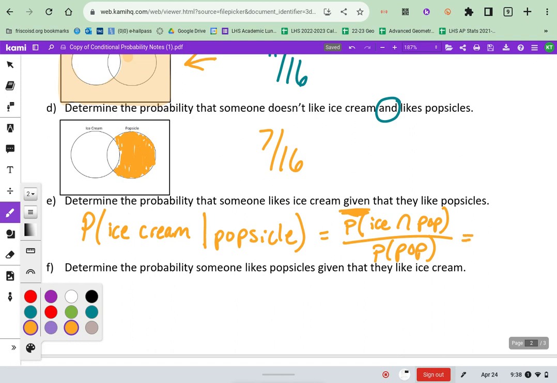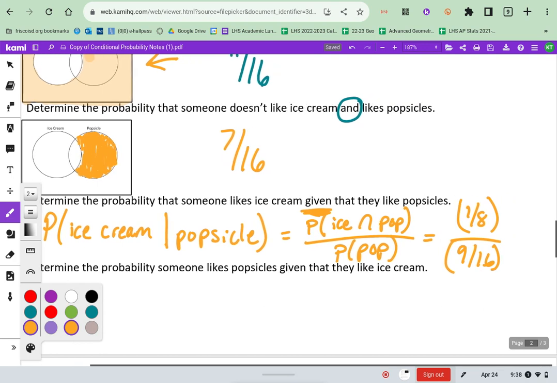All right, so what's the probability someone likes ice cream and popsicle? Well, that's actually what we figured out in part B, because part B said to determine the probability someone likes both ice cream and popsicle, and we said that was 1/8. And what's the probability someone just likes popsicles? Well, there are 9 total people in the whole popsicle circle out of 16 total people. So divided by 9/16. And this will simplify to 2/9.